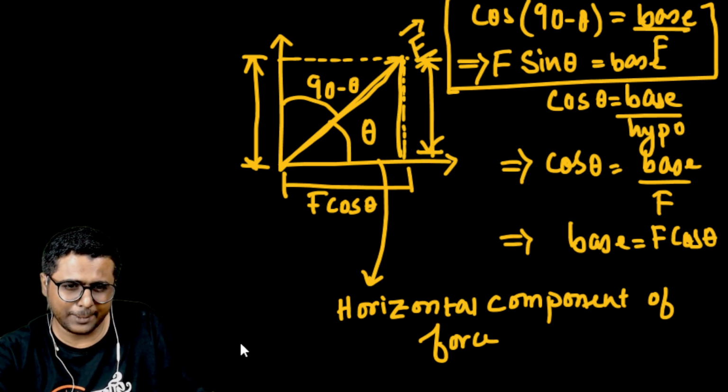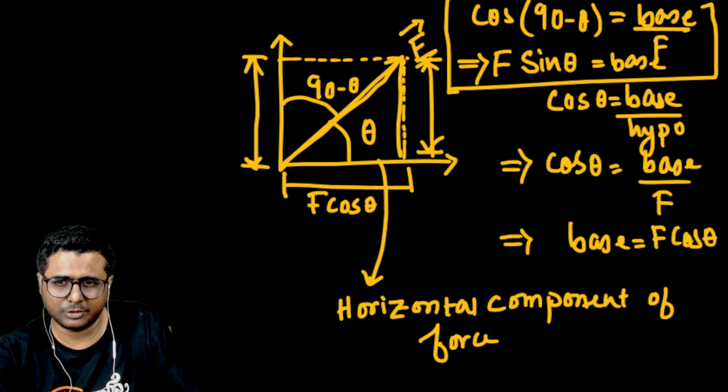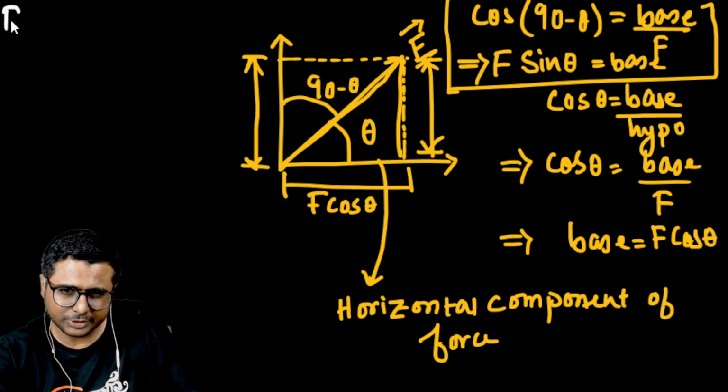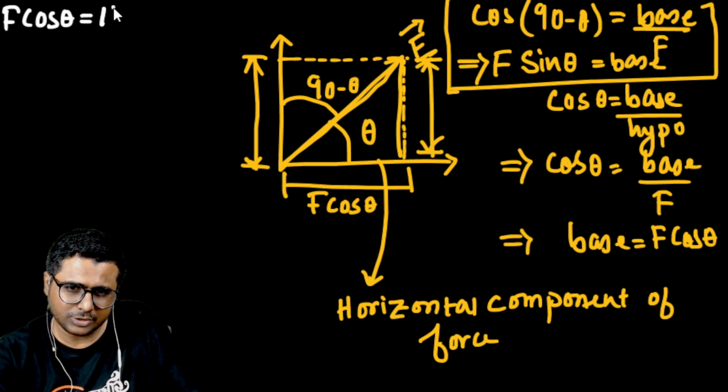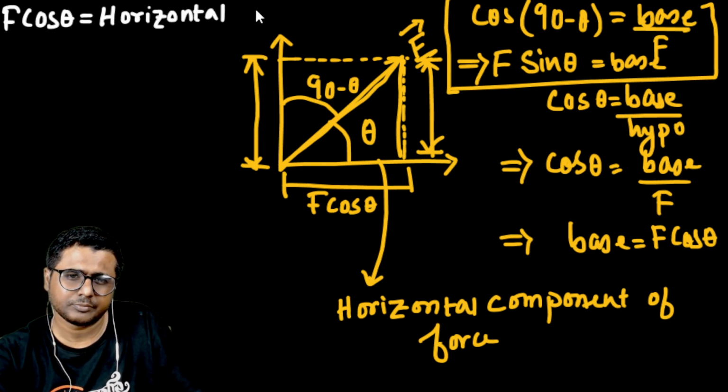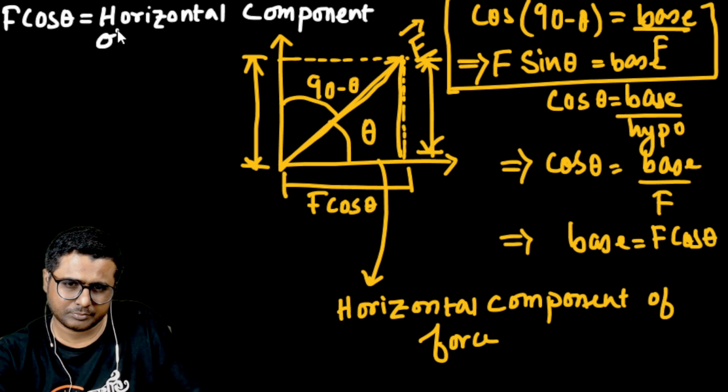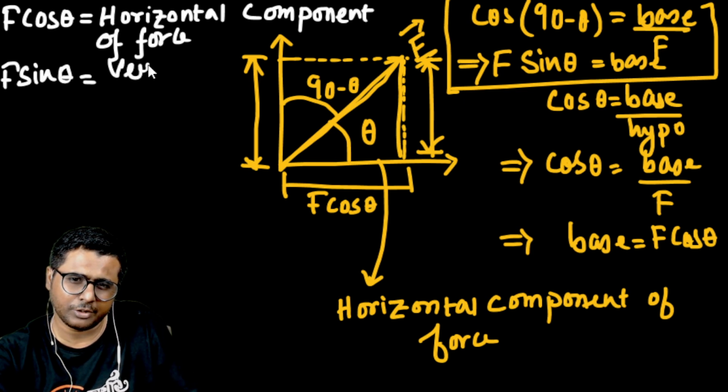So this is F sin theta. So what did we get over here? We got F cos theta. F cos theta, what? Horizontal component of force. And what is F sin theta? It is the vertical component of force.